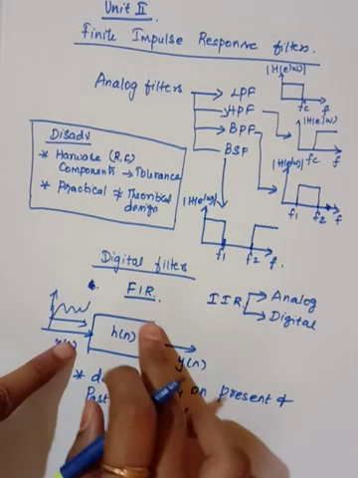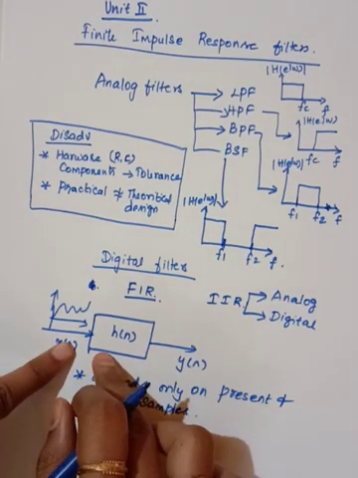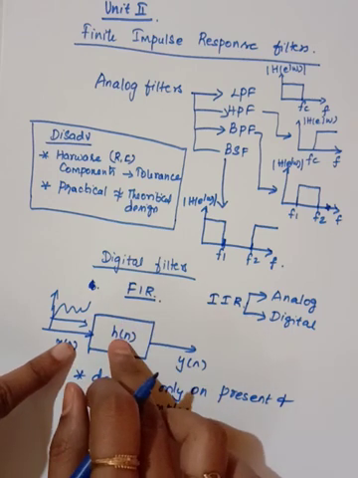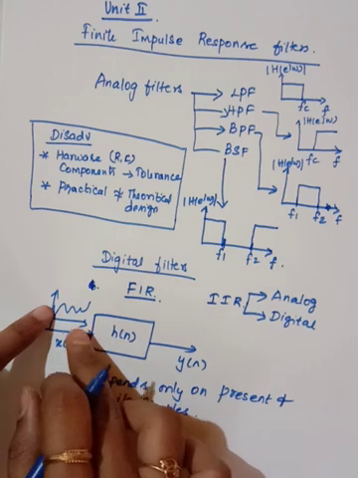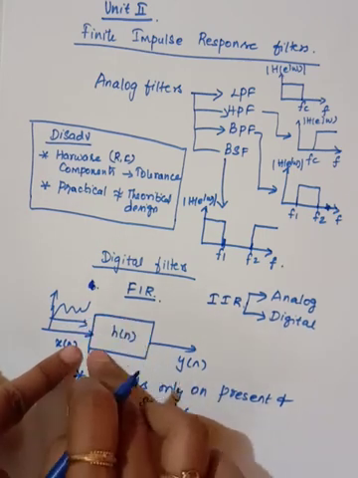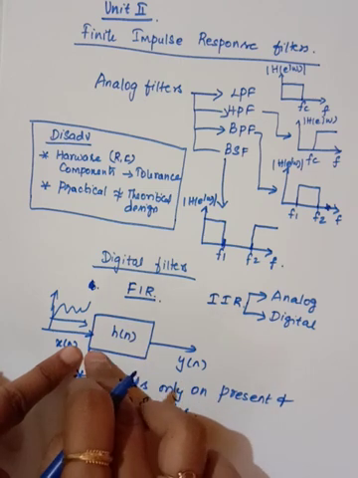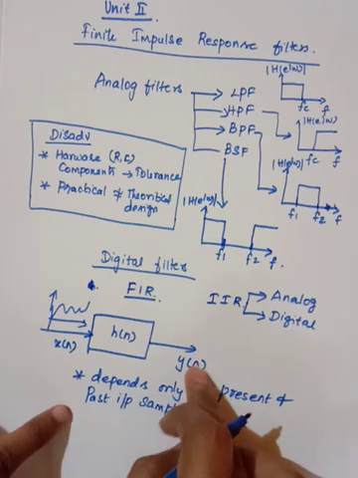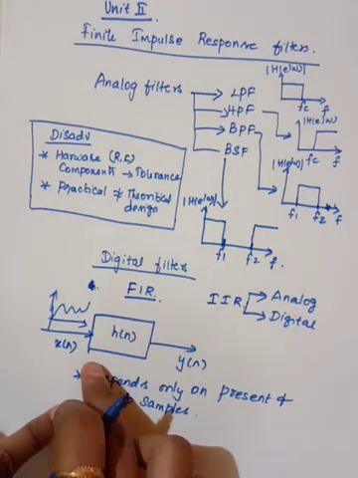So consider a system. This system is going to perform the functionality of the filter. Every system will have an impulse response h of n. When an input signal is passed through the system, this system will perform the functionality of the filter and it will produce the desired output. Here we are going to design an FIR filter.